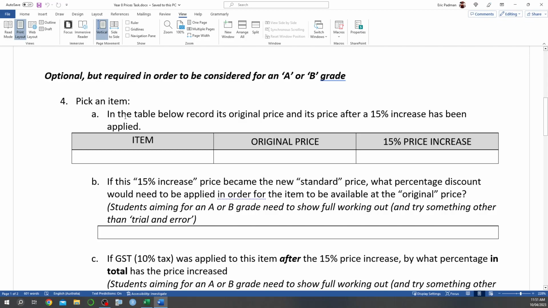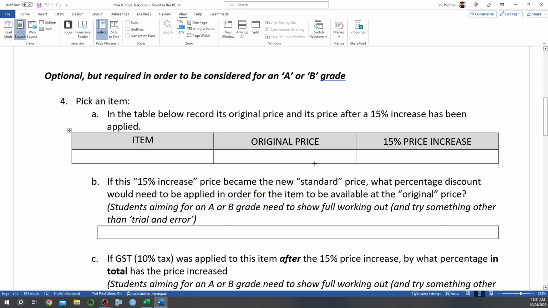Pick an item. In the table below, record its original price and its price after a 15% increase has been applied. So you get the new price, which is one of the ones they asked you to do. If this 15% increase became the new standard price, what percentage discount would you need to apply in order for the item to be available for the original price?